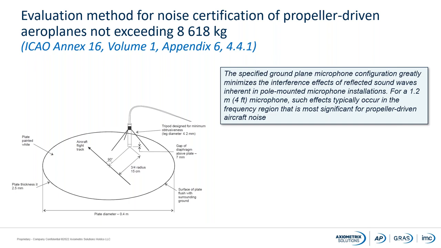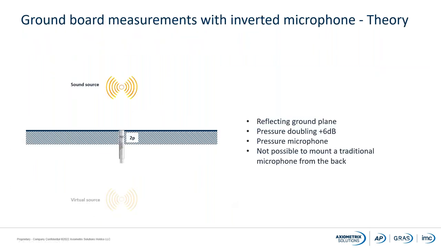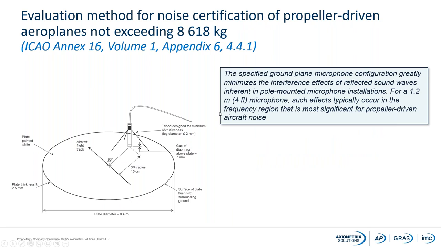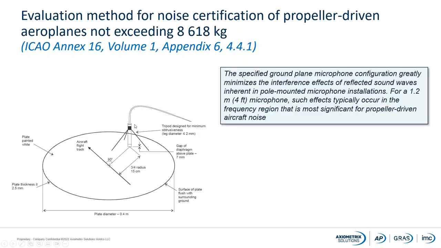So they recognize that this first configuration with a 1.2 meter is not going to work very nicely with a propeller-driven aircraft. And therefore they introduced a new type of setup or configuration. And if you just take a look at this, and I'll just go through the theory first, because as you can see here, this is an upside down configuration. The microphone is pointing directly to the surface or this plate here.